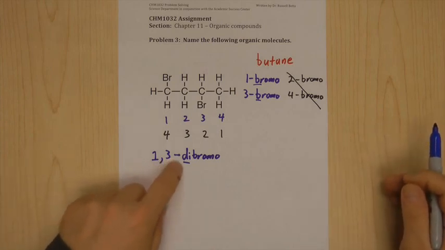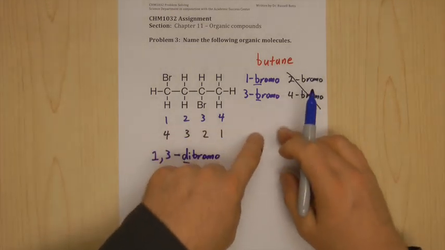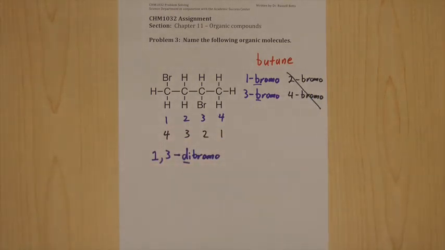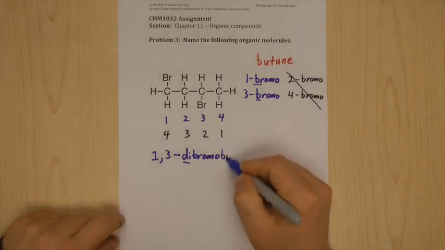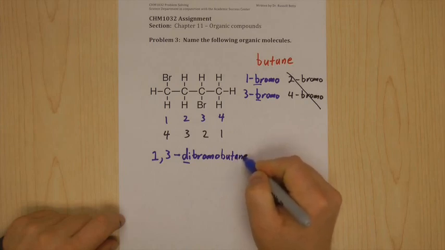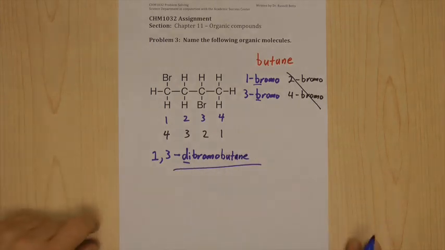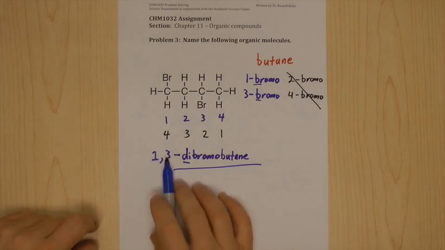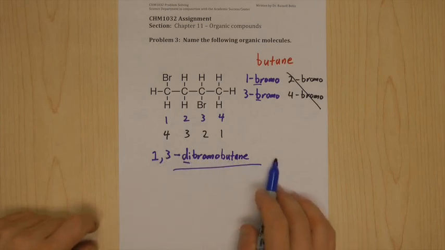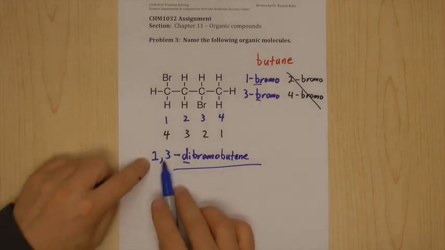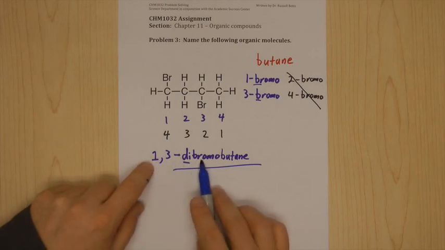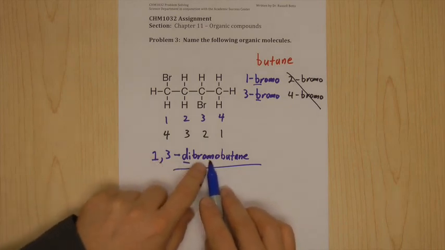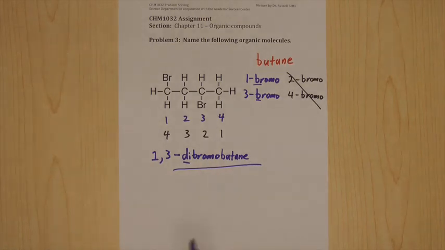So it's 1, 3 dash dibromo. If there had been 3 bromines, it would have been tribromo. Okay, you get the picture. 1, 3 dash dibromo butane. All one word, no spaces. Okay? 1, 3 dash dibromo butane. The location of the substituents and the name of the substituents. On carbon 1, there's a bromine. On carbon 3, there's a bromine. And the molecule is a butane. So there's 4 carbons in a continuous non-broken chain.